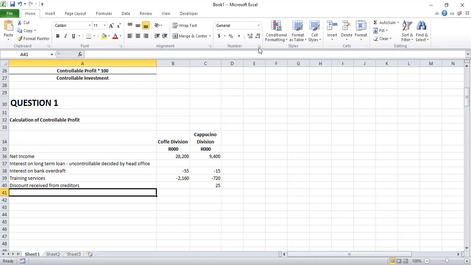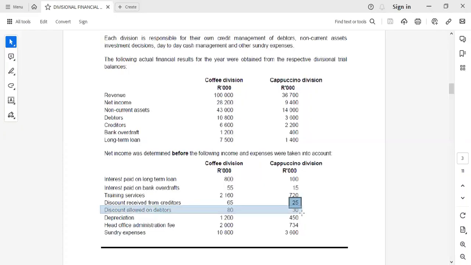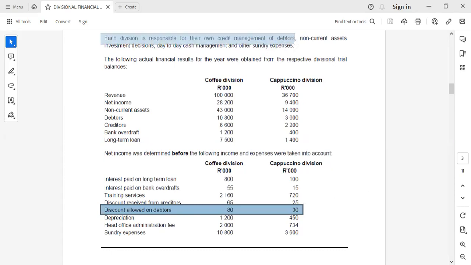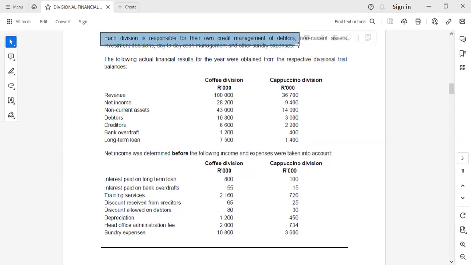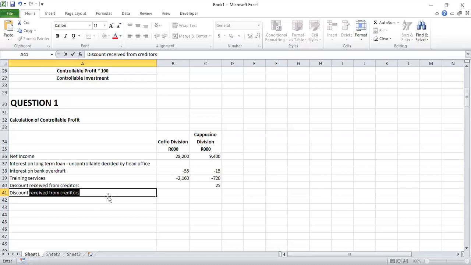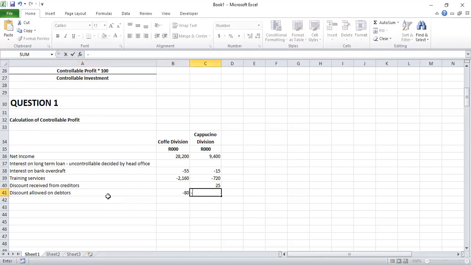Any question? Then we have got discount allowed on debtors. This is controllable considering that we're told that each division is responsible for their own credit management of debtors. Remember that discount allowed is part of the expense related to debtors. So we're going to subtract that. Discount received I added because it's income, but discount allowed is an expense. So we're going to deduct 80.